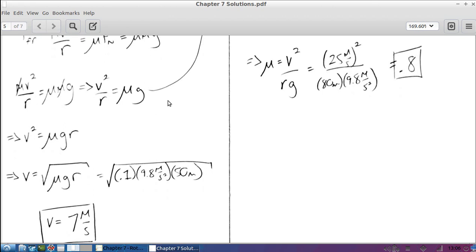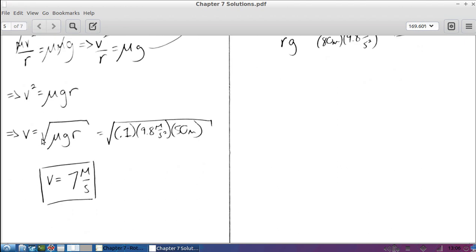Multiply both sides by r, take the square root of both sides, and v is equal to the square root of mu g r. So what this means is basically it doesn't matter how massive your car is. It depends on the coefficient of friction, the acceleration due to gravity, which is a constant, and the radius of the curve. Notice, if the coefficient of friction is higher, I can go around the curve faster. If the radius is larger, I can go around the curve faster. That kind of makes sense, right?